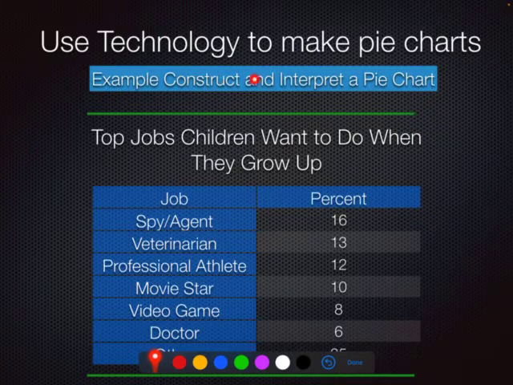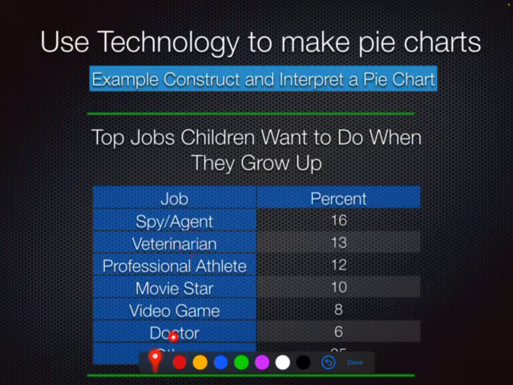This should say example, construct and interpret pie chart. That's what we were just talking about, looking at those pie charts. Actually, this one will be an example. Here's some data, and we're going to analyze this data by making a pie chart. You can see this is what job kids want to have when they grow up.